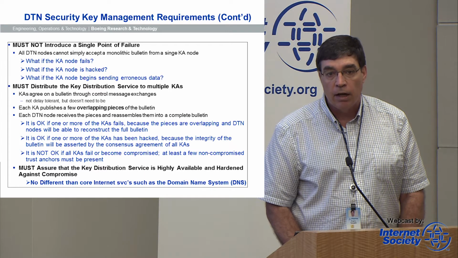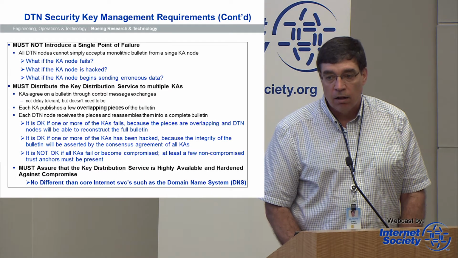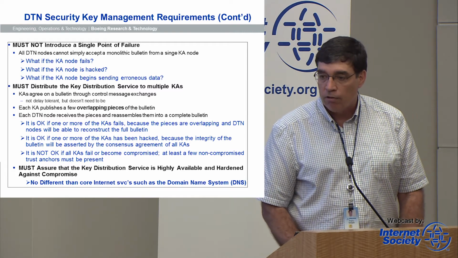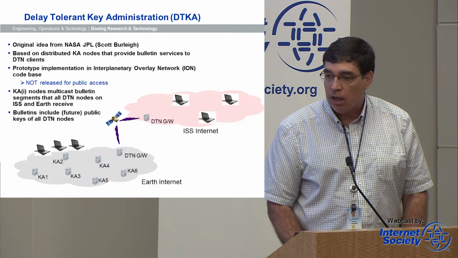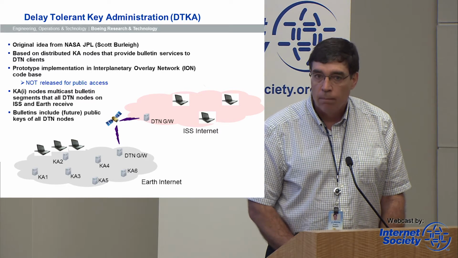Things like online certificate authorities, the domain name system itself, are other examples of critical infrastructure that have the same kind of characteristics that we're looking for of the key authorities. Next chart.